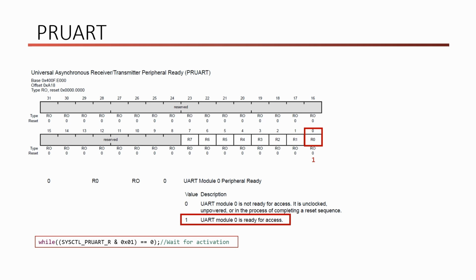The PRUART register indicates whether the UART modules are ready to be accessed by software following a change in status of power, run mode clocking, or reset. Here, you need to execute a while loop to wait until the UART module 0 is ready for access.